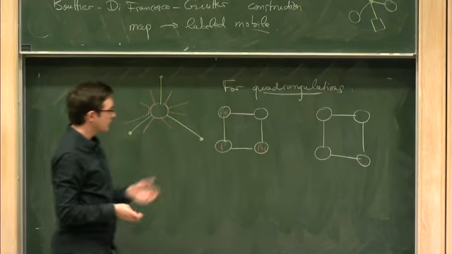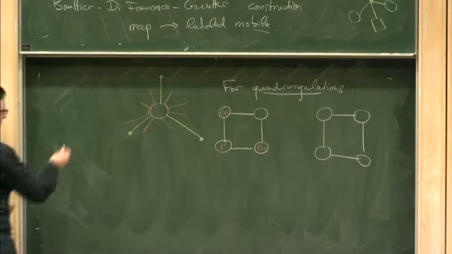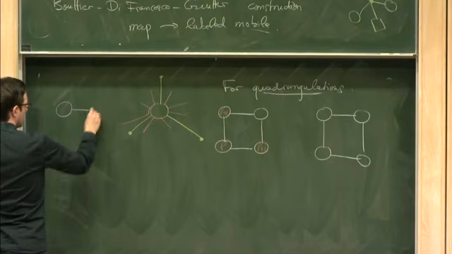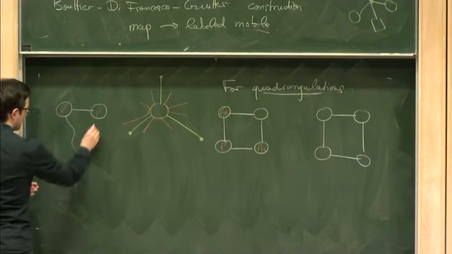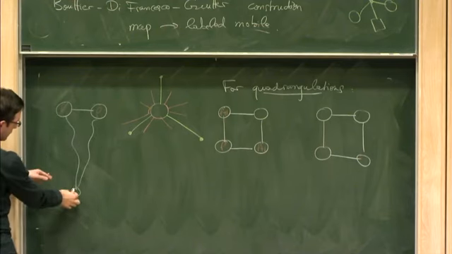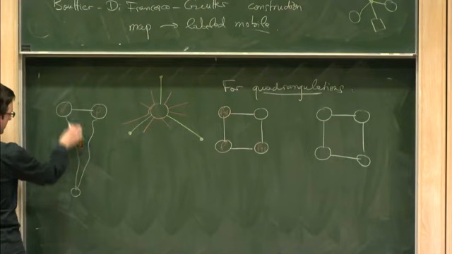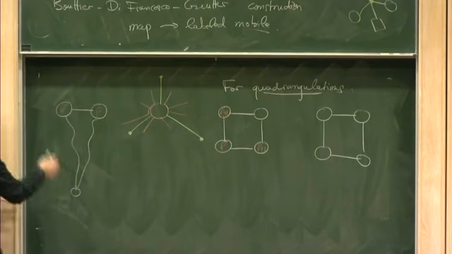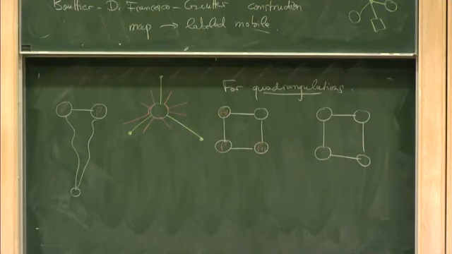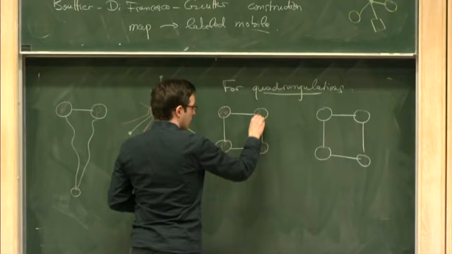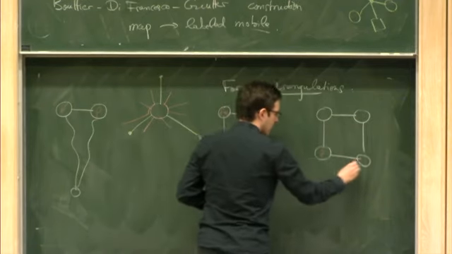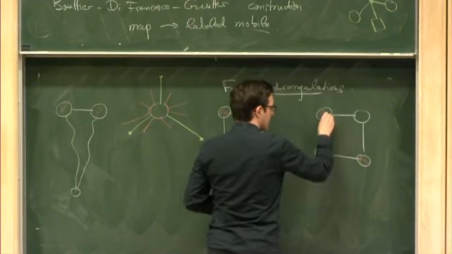Quadrangulations are bipartite, so if two adjacent vertices in the quadrangulation were at the same distance L to V star, I could construct a cycle with length 2L plus 1, and that would not be possible. So this cannot happen. Necessarily, I have only two possibilities, which are given by these.